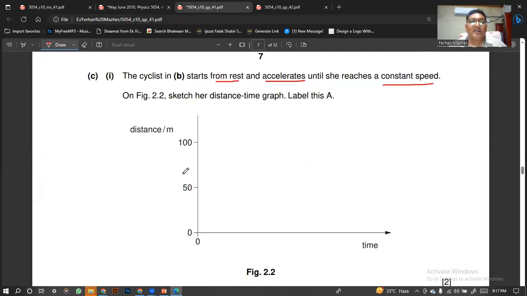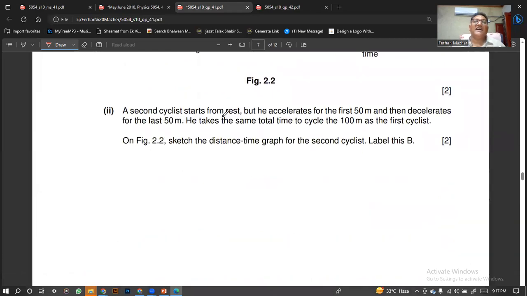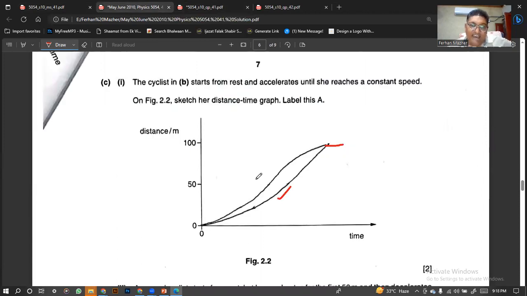Then we have a second cyclist starts from rest, but he accelerates for the first 50 meter and then decelerates for the last 50 meter. He takes the same total time to cycle 100 meter as the first. Okay. So on the figure 2.2, sketch the distance time graph for the second cyclist. Okay. So this is the second cyclist.